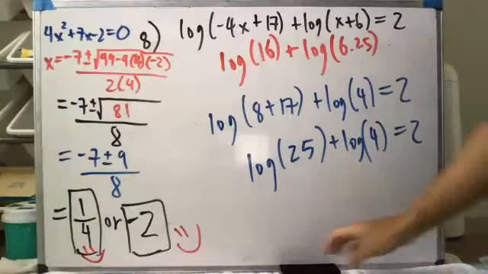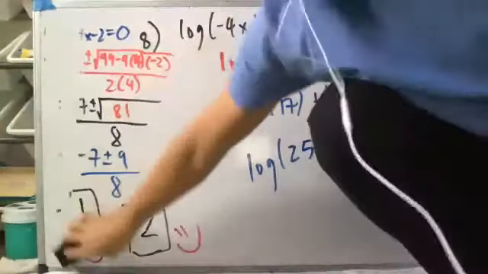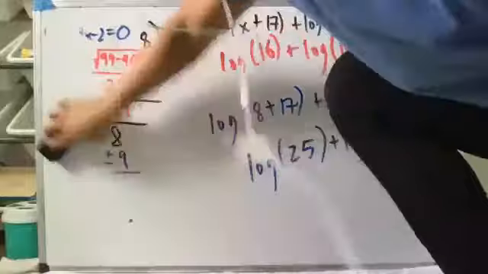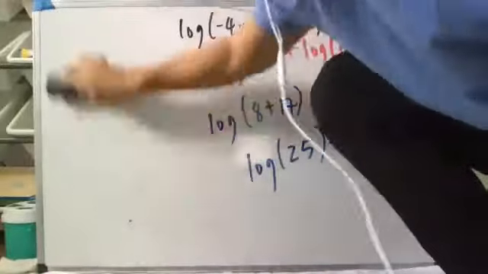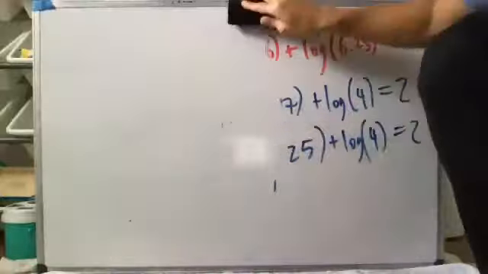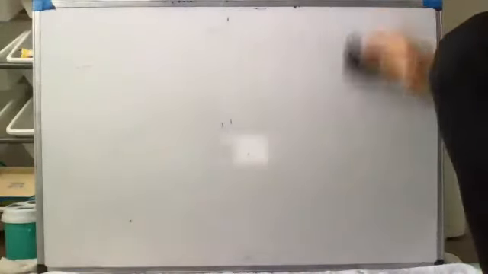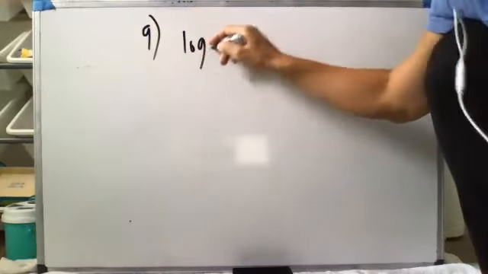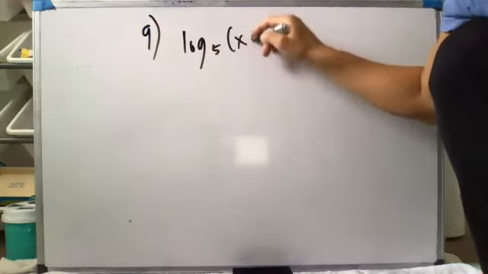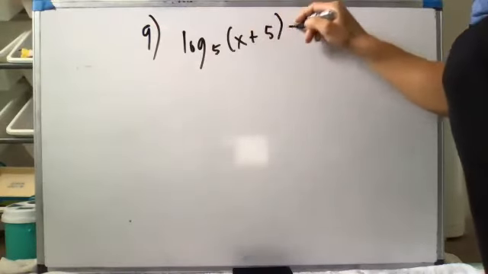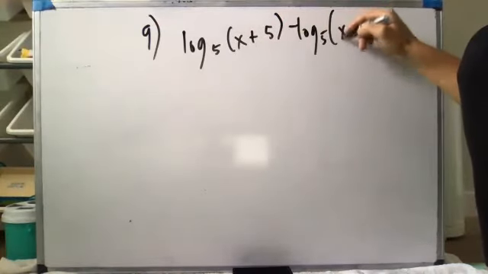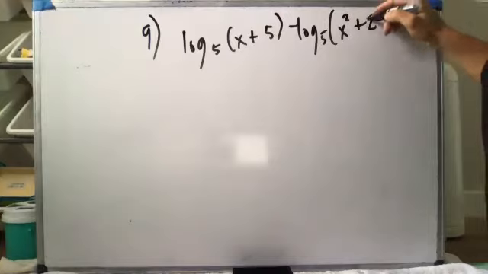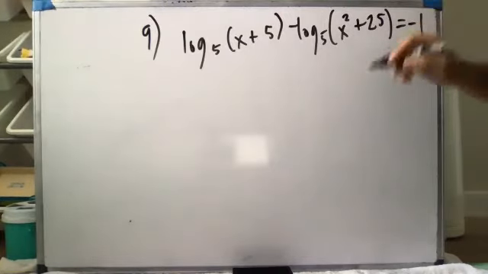All right, guys, we're gonna do the last question now. So I'm gonna erase all this. Okay, we're number 9 now. This is solve log base 5 of x plus 5 minus log base 5 of x squared plus 25 equals negative 1.